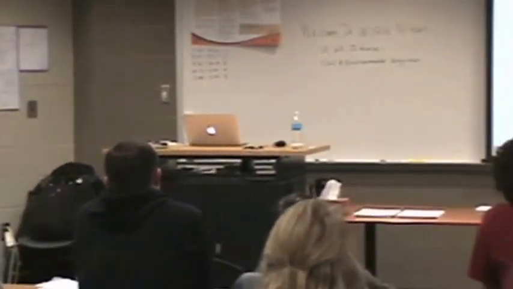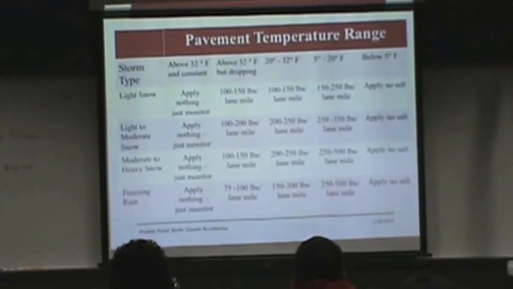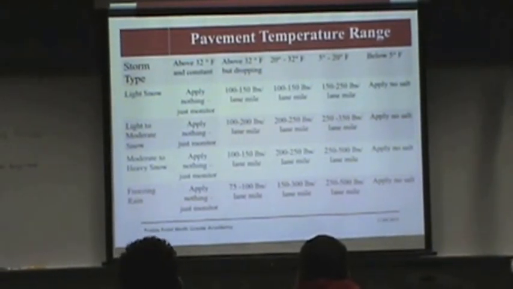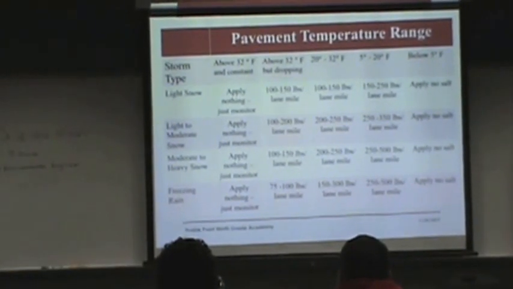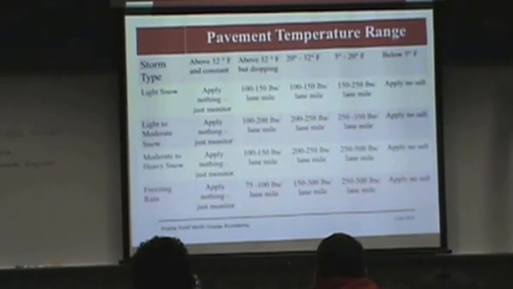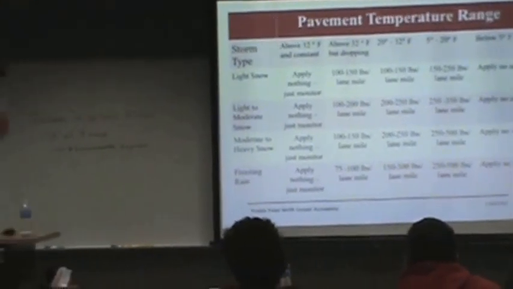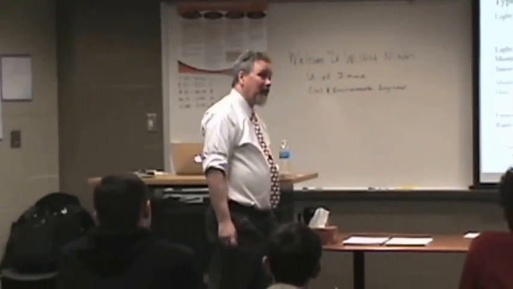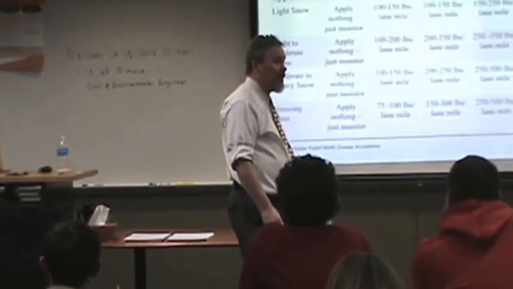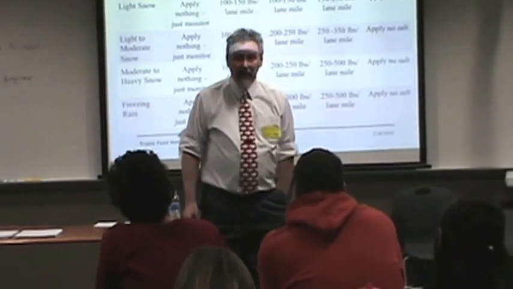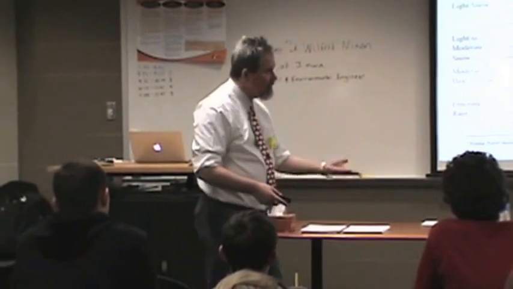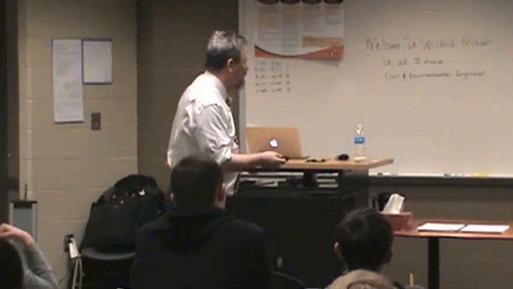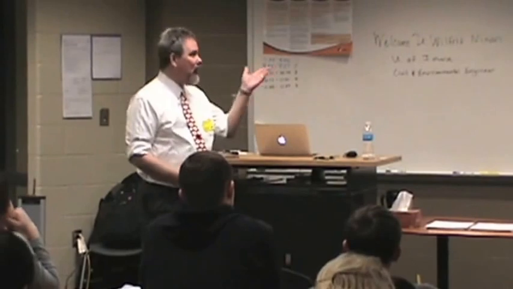Here's an example from Illinois, and this is to make up for hitting on them earlier and telling them that they were useless. They do have a good application rate table. Notice a couple of things here. If the pavement temperature is above 32, don't use salt. Why not? You don't need to. When snow hits the pavement and the pavement is above 32, what's going to happen to the snow? It'll melt. Now, eventually, yes, the pavement will cool down, so you can take heat out of it. But if you apply nothing and just monitor, you'll be fine.